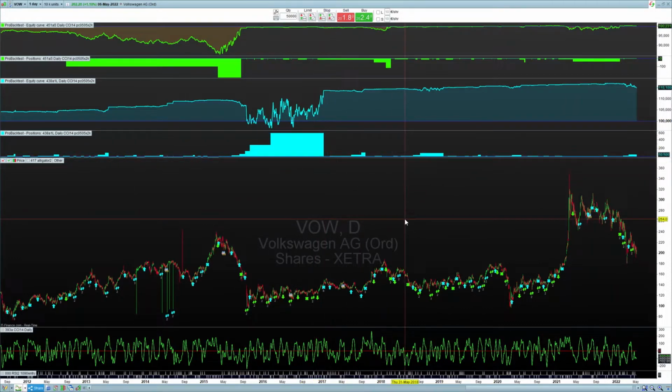Note the profitability of the charts. We have a baseline of $100,000. That's our $100,000 baseline there. We see where it's dropped below the $100,000 if we're losing.